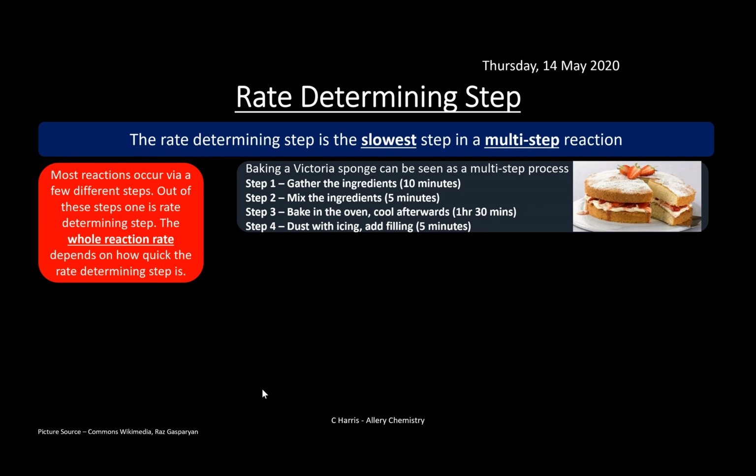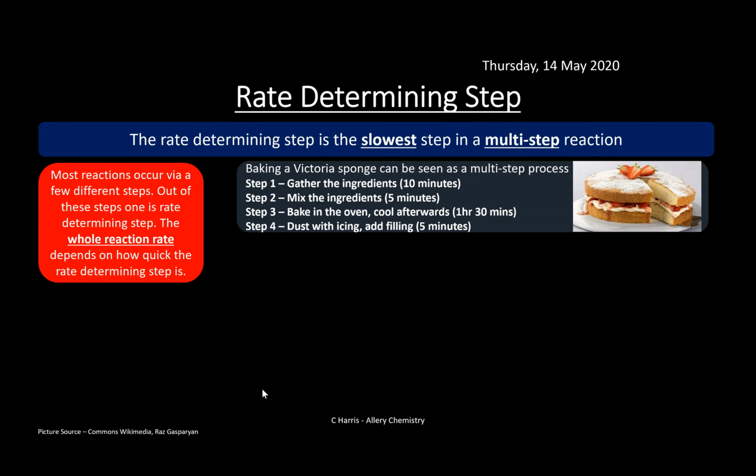So this can be seen as a multi-step process. Step 1 is we gather the ingredients. That takes about 10 minutes to get everything ready and prepared. Then it takes about 5 minutes to mix the ingredients. Then once we've mixed them, we need to put it into the tin, bake it in the oven and allow it to cool. That takes 1 hour and 30, so it takes a long time to do that one. And then the final step is we dust with icing and we put the filling in. That's about 5 minutes. So you can see there's a multi-step process.